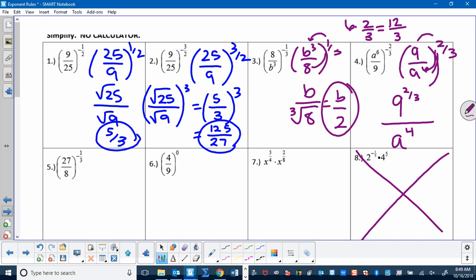What's 9 to the 2/3? How do I rewrite that? That's super ugly. I need to make it way prettier. How do I rewrite that? Cube root of 9 squared over a to the 4th. Uh-oh, they tried to trick you. Cube root of 9 is a decimal, not a thing. Okay? You can try to do 9 squared. 9 squared is 81. Is there a cube root of 81? Still a decimal. Okay, so that's your final horrible looking answer.